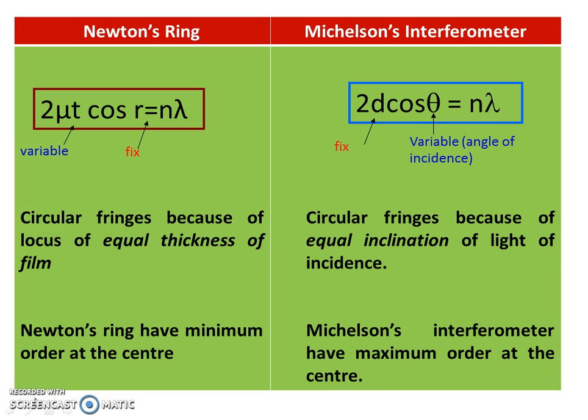Then, what is the difference between Newton's rings experiment and the Michelson interferometer? In Newton's rings, 2 mu t cos r is equal to n lambda, and the thickness is variable. Whereas here, d is fixed and theta is variable. In Newton's rings, circular fringes are formed because of loci of equal thickness of the film, whereas here the circular fringes are because of equal inclination of the incident light. In Newton's rings, I have a minimum at the center, whereas in the Michelson interferometer, the maximum order is at the center.